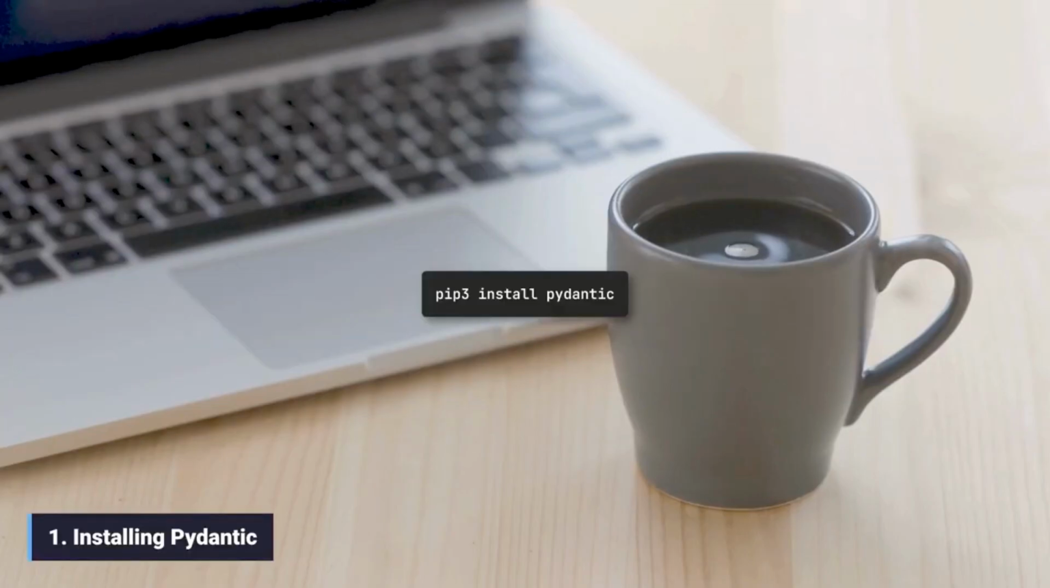1. Installing Pydantic. Pydantic is a third-party library, so we must install it using pip3. Open your terminal or command prompt and run pip3 install pydantic. This command installs the core Pydantic library and its dependencies, making it available for use in your Python projects.